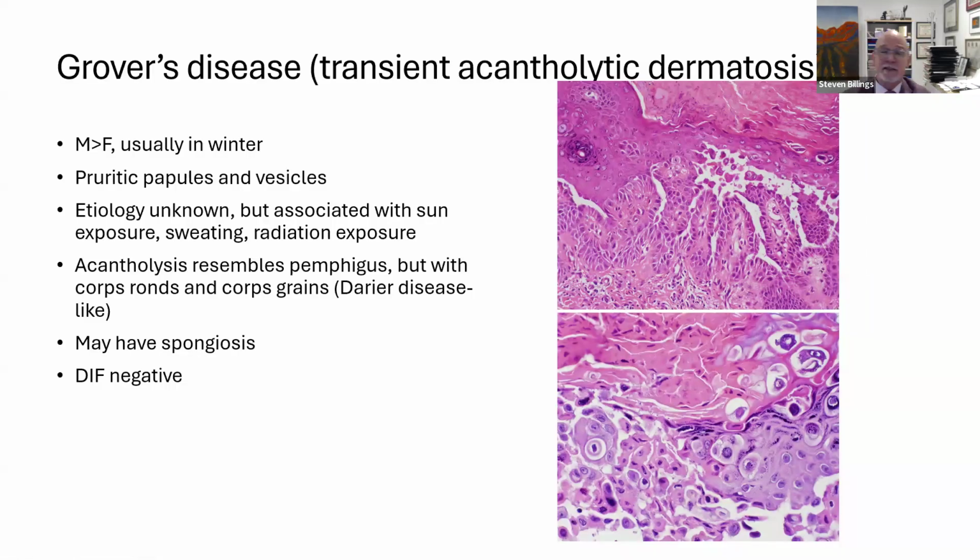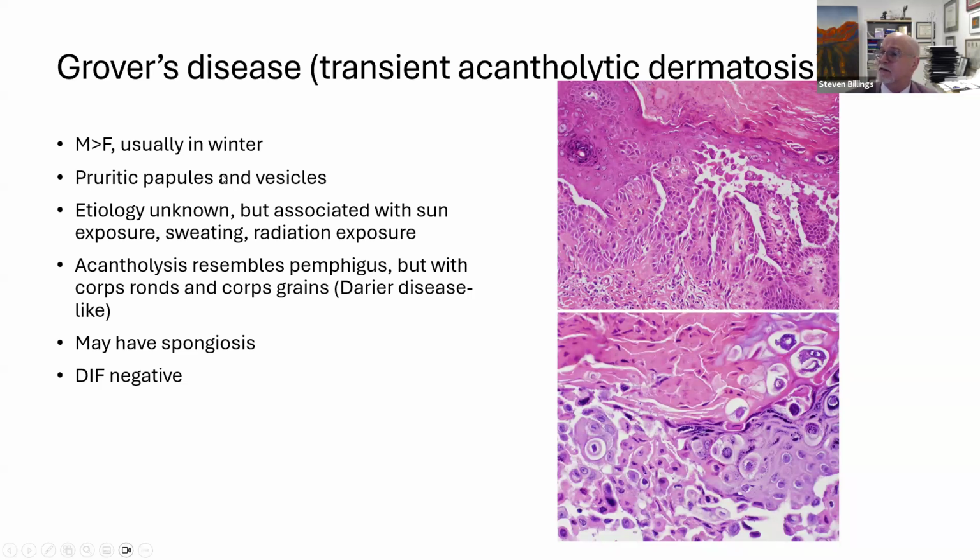Now, another blistering disorder is Grover disease, also known as transient acantholytic dermatosis. It tends to occur more commonly in men than women, at least in the United States. It's more common in winter. Patients will develop pruritic papules and vesicles, usually small little papules on the trunk. Etiology is unknown. It has been associated with sun exposure, increased sweating, or even radiation exposure.